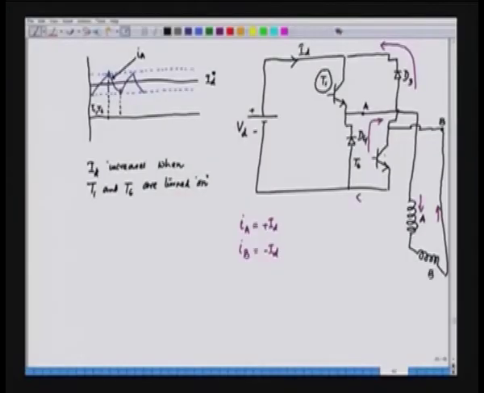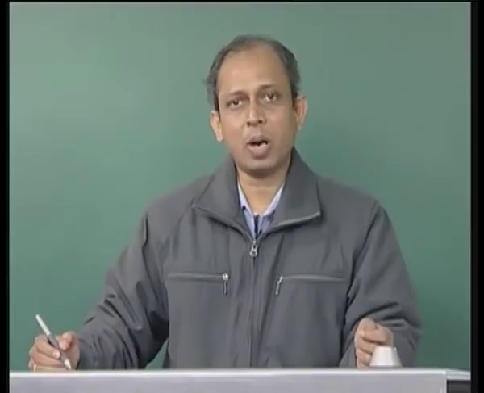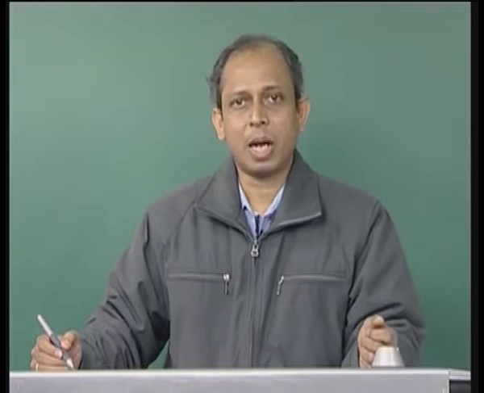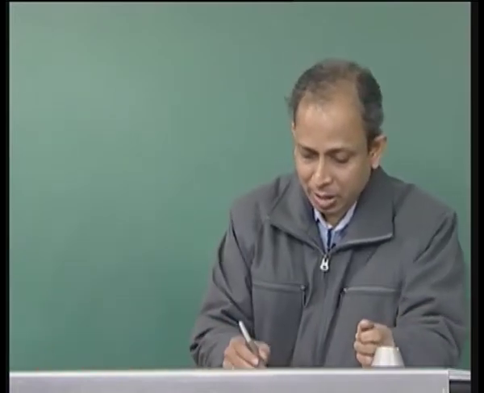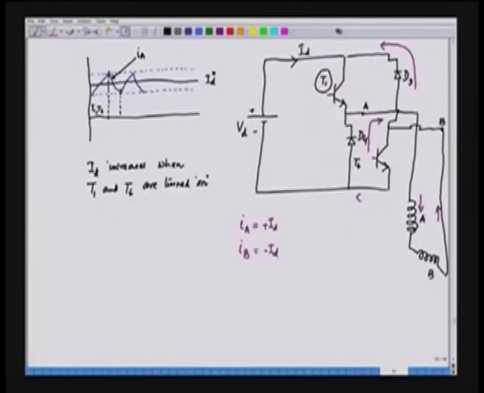Similarly, when T6 was conducting, the B terminal is connected to the negative of the DC voltage. When D3 is on now, the diode is on, B is connected to the positive of the DC voltage. So, in fact, when we switch off T1 and T6, D4 and D3 are automatically turned on, and they are on to reduce the current IA. So, ID increases when T1 and T6 are turned on. It means IA also increases.